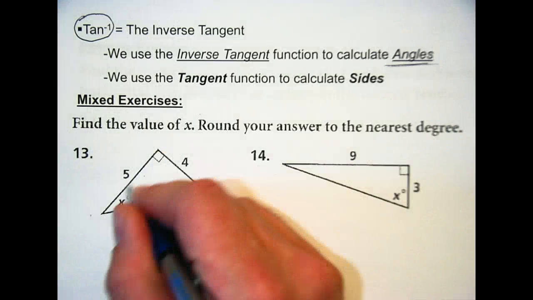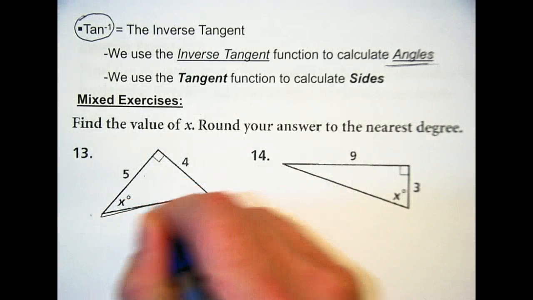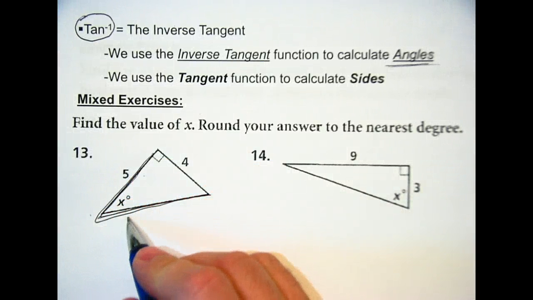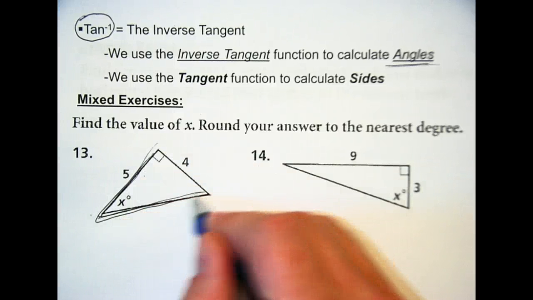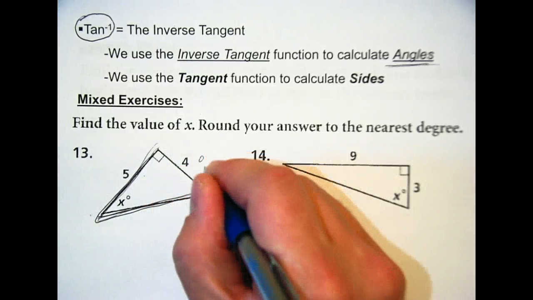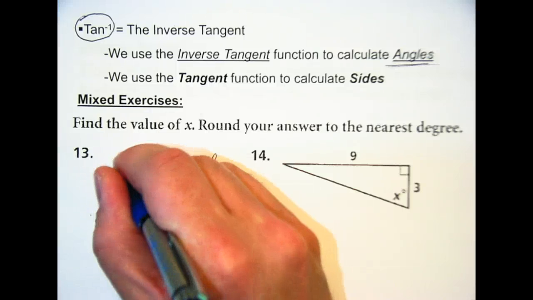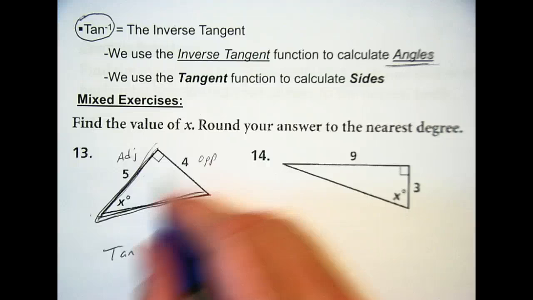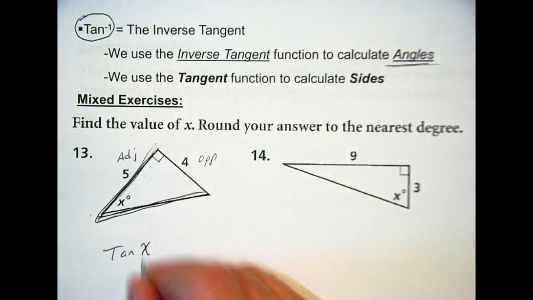And then when you look at the problem for number 13, the variable is your angle. So we still trace that angle. We still label our sides. However, when we write our tangent function this time, our angle is our variable.